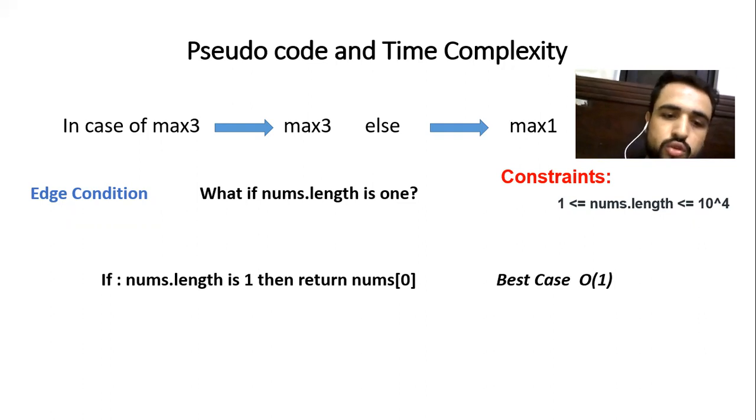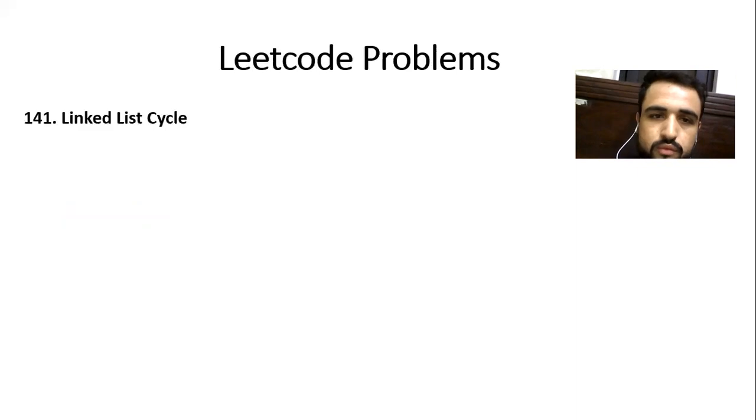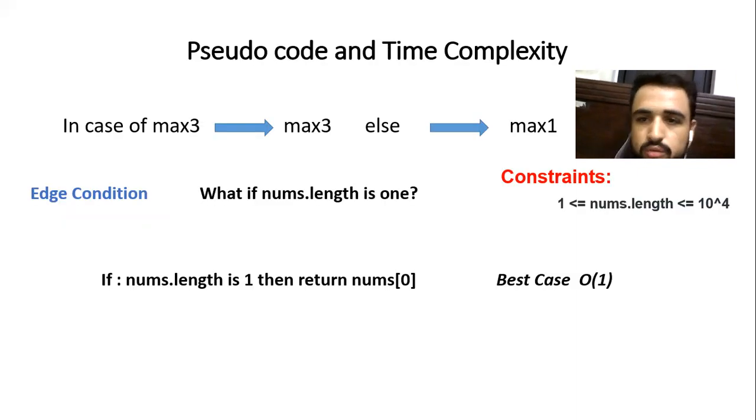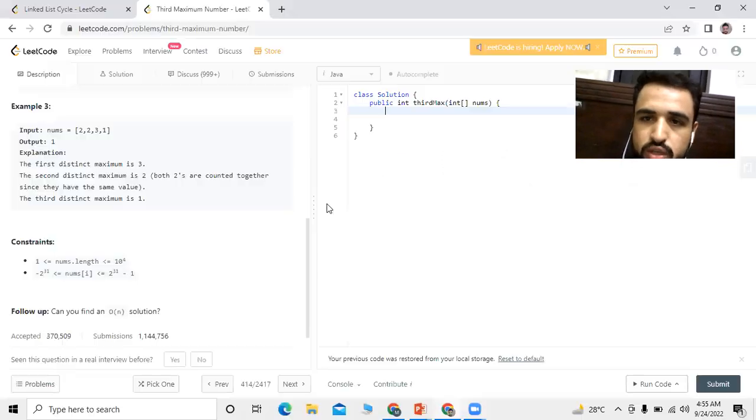And for that we will put a condition: if nums.length equals 1, then return nums[0], the first index in that array. So we already know that there is only one element and that should be on the index 0. All right. So this is the problem that we understood. Now let's move towards the coding part. We start coding from here.